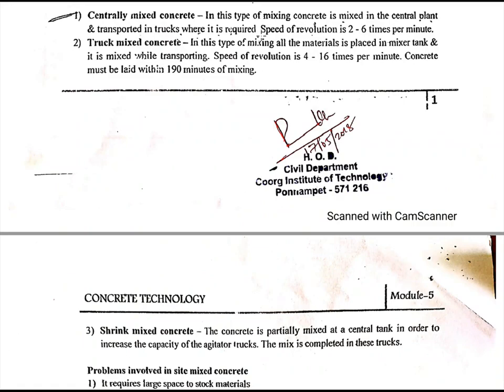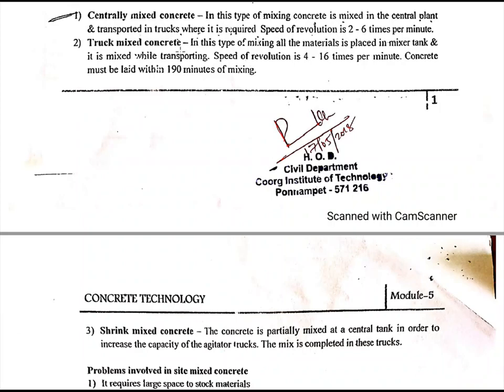Mixed at the batching plant, and then it is taken into the transit mixer truck and it is transported to the construction site. While traveling also, this transit mixer will be rotating at a speed of 2 to 6 rotations per minute.